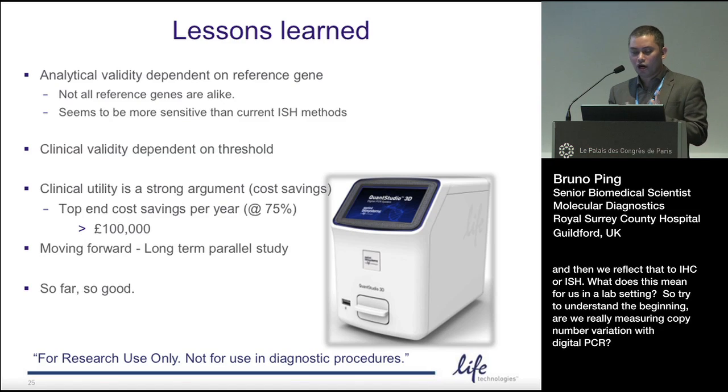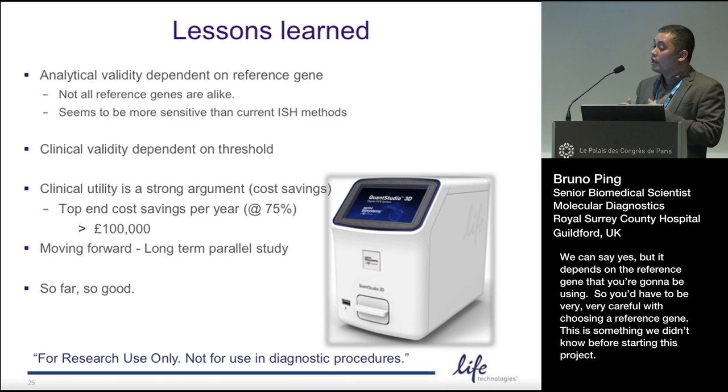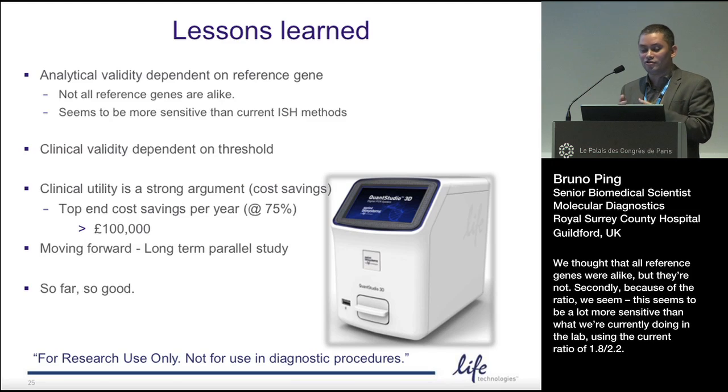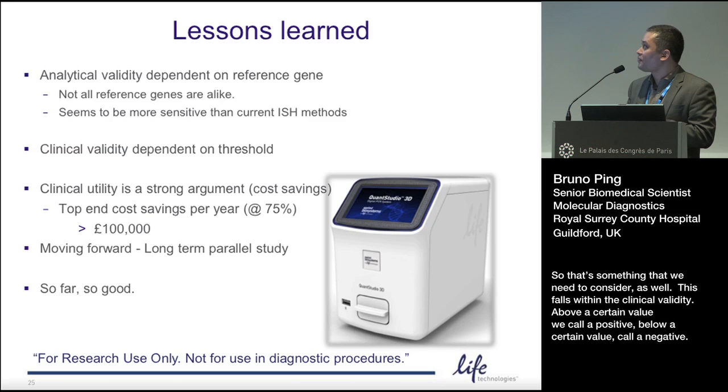So try to understand the beginning. Are we really measuring copy number variation with digital PCR? And we can say that yes, but it depends on the reference gene that you're going to be using. So you have to be very, very careful choosing your reference gene. This is something we didn't know before starting this project. We thought that all reference genes were alike, but they're not. Secondly, because of the ratio, this seems to be a lot more sensitive than what we're currently doing in the lab using the current ratio of 1.8 to 0.2. So that's something that we need to consider as well.